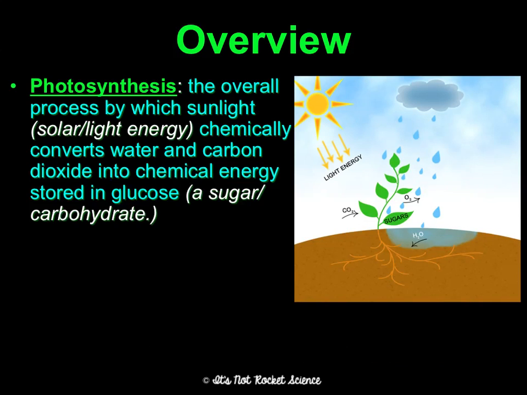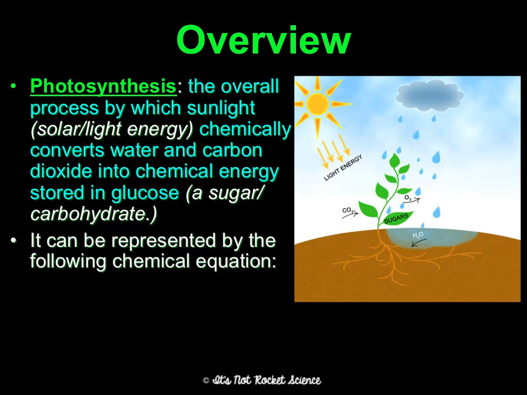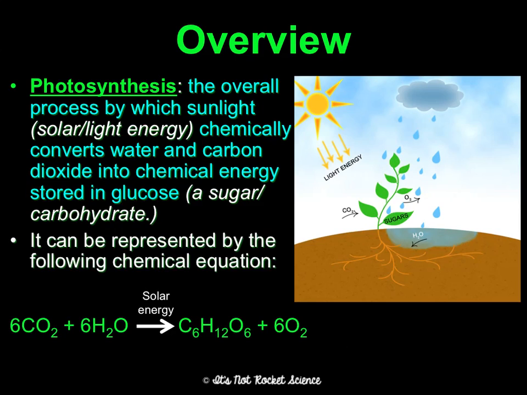Photosynthesis is the overall process by which sunlight, which is solar energy or light energy, is going to chemically convert water and carbon dioxide into chemical energy stored in glucose, which is a sugar or a carbohydrate, which is one of our macromolecules. And it's represented by the following chemical equation. Now, you should be familiar with this because it's a very key biochemical reaction. I showed you this equation in concept 1.